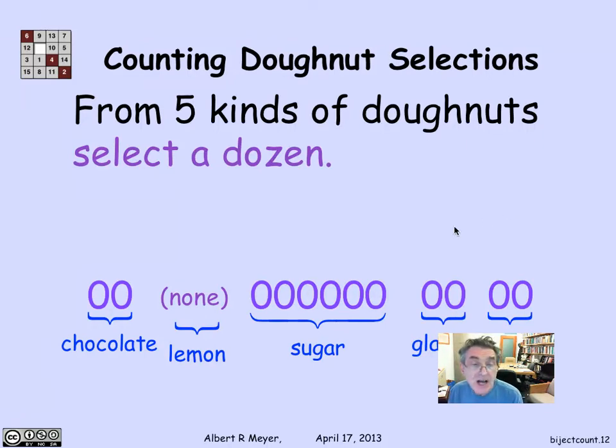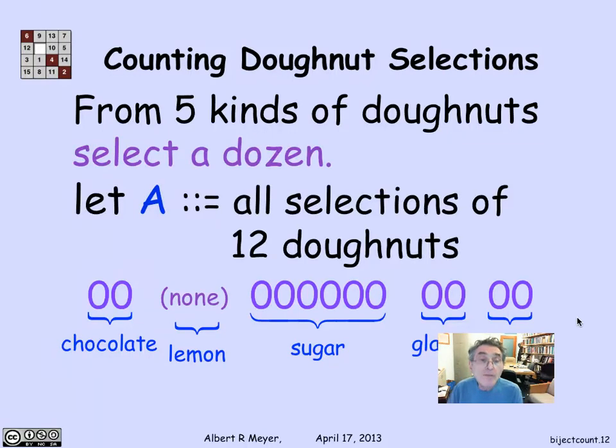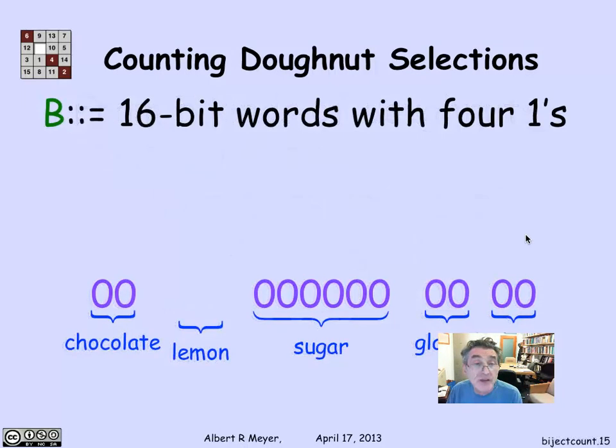So for example, these little O's represent donuts. I might choose a selection of a dozen by choosing 2 chocolate and no lemon. I don't like those so much, and 6 sugars and 2 glazed and 2 plain. So there are 12 donuts here using 4 out of the 5 possible flavors of donuts. This is what I'll call a selection of donuts, and I'd like to know how many such selections of donuts there are. Well, let that be the set A, the set of all these different ways of selecting 12 donuts when there are 5 flavors of donuts available.